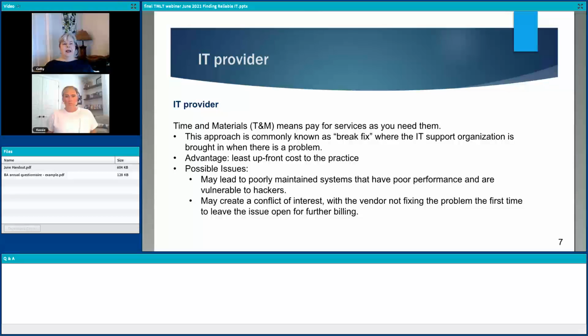Sometimes there's even a conflict of interest because if you have a problem and you call the vendor to come fix it and they only fix the immediate problem and they're not looking for the bigger root cause of the issue, it may be that you call them back next month because another PC has the same problem that they just fixed this month. And they're not taking that global overall view of what's in the best interest of the practice necessarily. And this can often lead to further billing on their behalf because they bill you every time they come out and fix something.